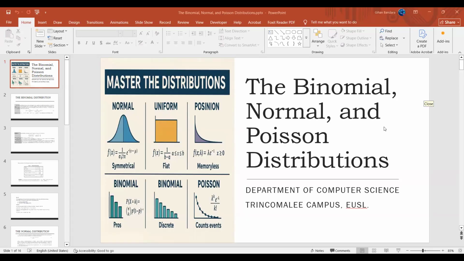Okay. This is another very important chapter lesson. This is the binomial distribution, Poisson distribution, and normal distribution. In this chapter, there are three main concepts we are going to discuss. First one is binomial distribution. Second one is normal distribution, and third one is Poisson distribution.